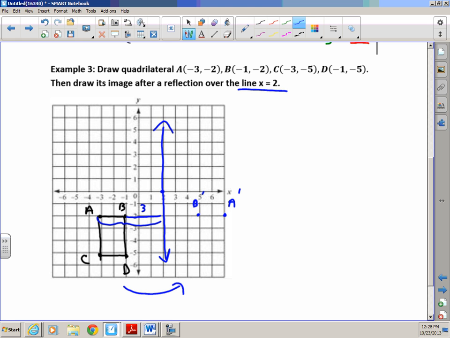Same thing for C and D. Or you can see that B and D are aligned and A and C are aligned. And now you can see that when you flip the figure, AB becomes BA. Okay? That's what it means to flip.